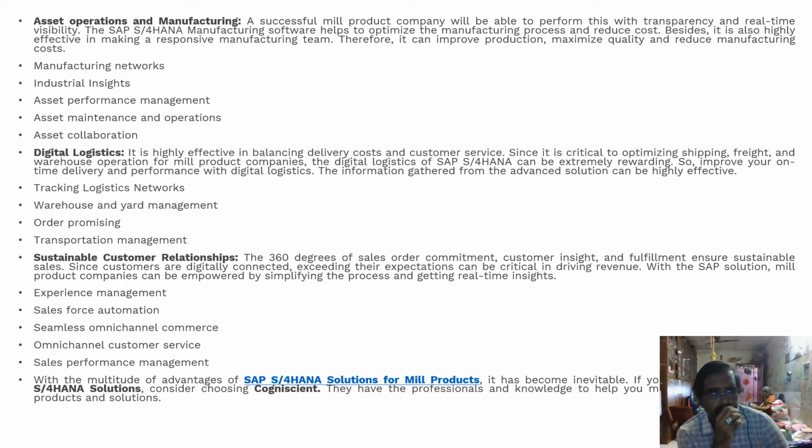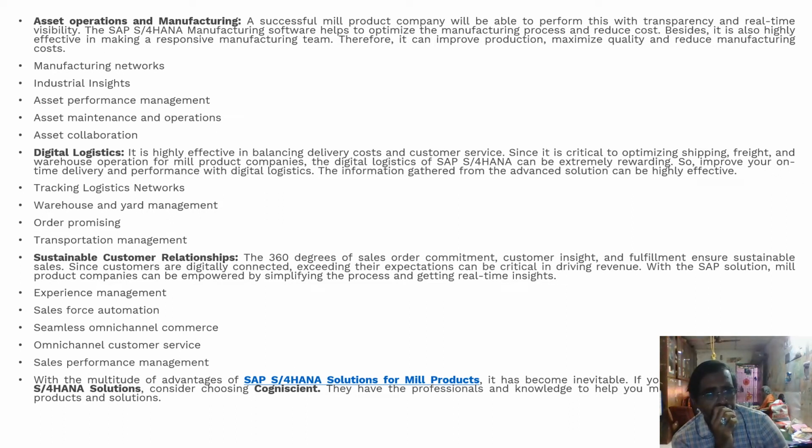So what are the things we need to concentrate on? That is experience management, sales force automation, seamless omni-channel commerce, omni-channel customer service, and sales performance management. Sales performance management will normally be monitored at the end of every week or month. And annual sales performance management will be taken care of by the top-level management to study the progress of each and every incident of the sales team and sales activities.